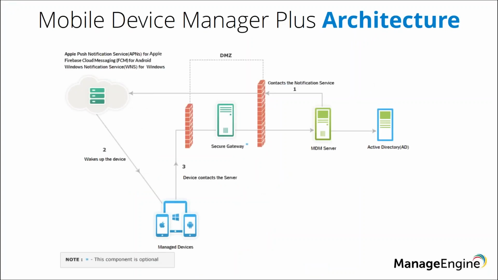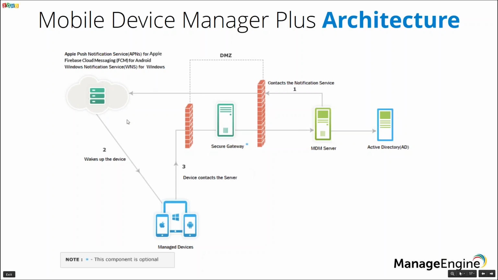So now let me show you the Mobile Device Manager Plus architecture. Be it any solution, all MDMs follow a universal architecture which involves three major components. One, the MDM server. Two, the notification services. For Apple, it will be Apple Push Notification Service, and for Android devices, it will be Firebase Cloud Messaging Service, and for Windows, it will be Windows Notification Service. And the third major component is the end device itself. So these are the three components which play a major role in managing your end devices.